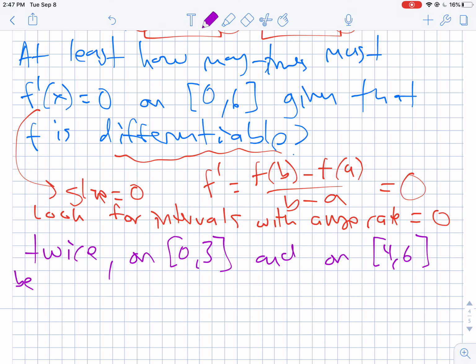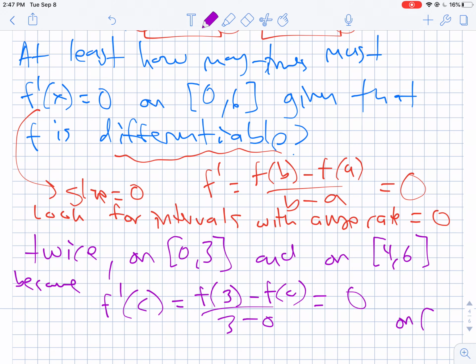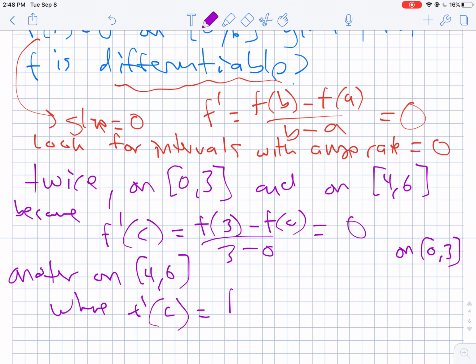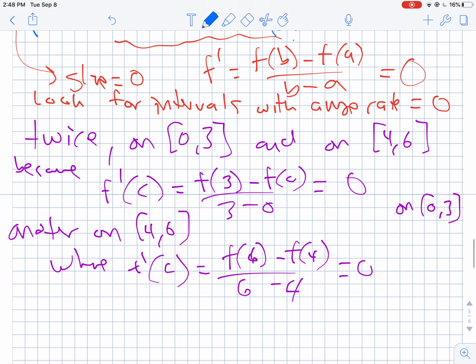And this is because there has to be some point where f prime of c equals f of 3 minus f of 0 over 3 minus 0, which equals 0, on the interval from 0 to 3. And there's another one on the interval from 4 to 6 where f prime of c equals f of 6 minus f of 4 over 6 minus 4, which again is 0. So that's what you're looking for when you're writing this up. And I also forgot to mention, this is because f is differentiable.